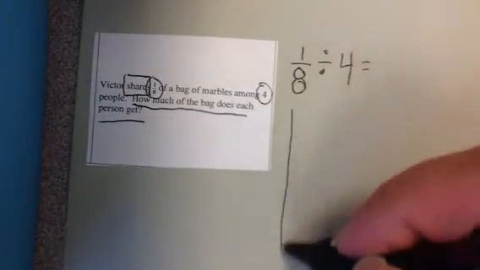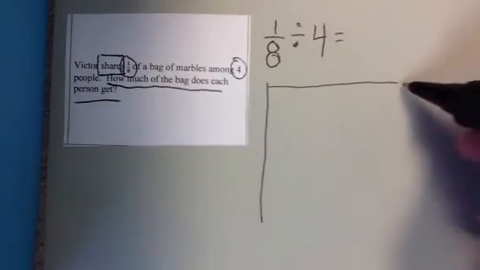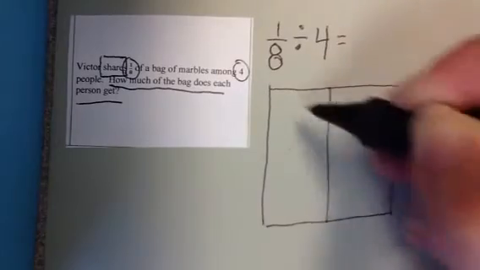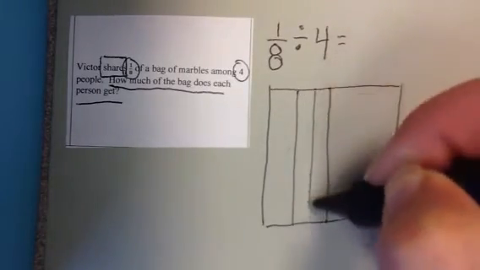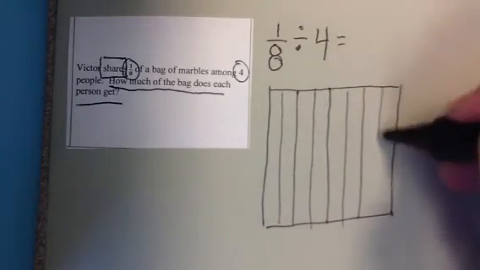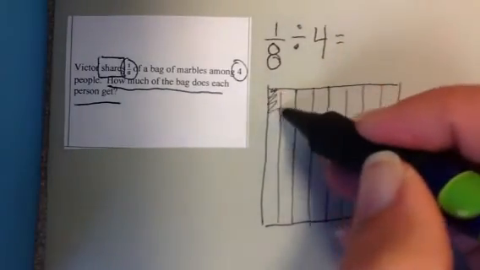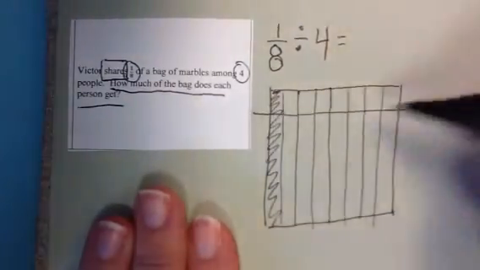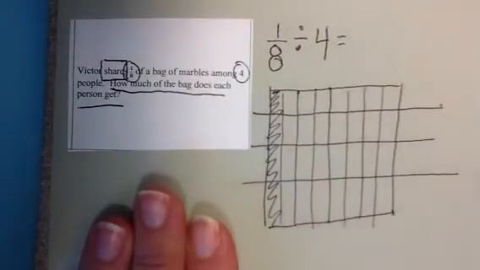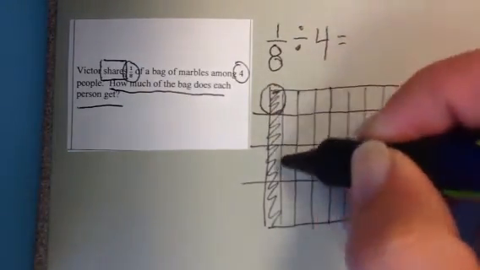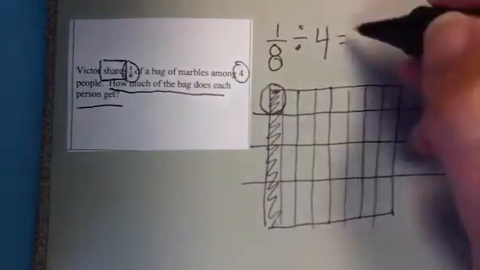So I have to draw a box that shows 1/8. I'm going to split in half and put 4 sections on each side. That was 4 sections. I'm going to shade in 1. 1/8. I have to split it up by 1, 2, 3, 4. How much does each person get? 1 piece. Each of the 4 people gets 1 piece.